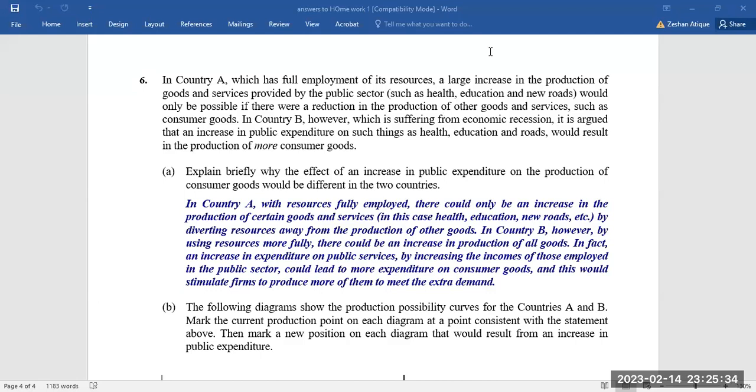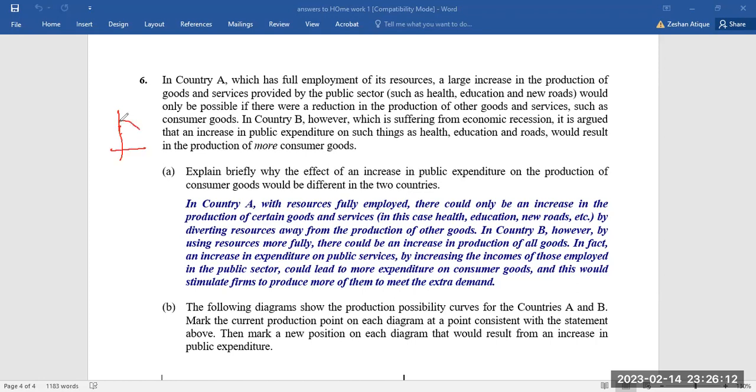Now, question number 6, the last question of the assignment. The question reads: in country A, which has full employment of its resources, a large increase in the production of goods and services provided by the public sector, such as health, education, and new roads, would only be possible if there were a reduction in the production of other goods and services. What does this say about production? Consider a country that is employing all of its resources.